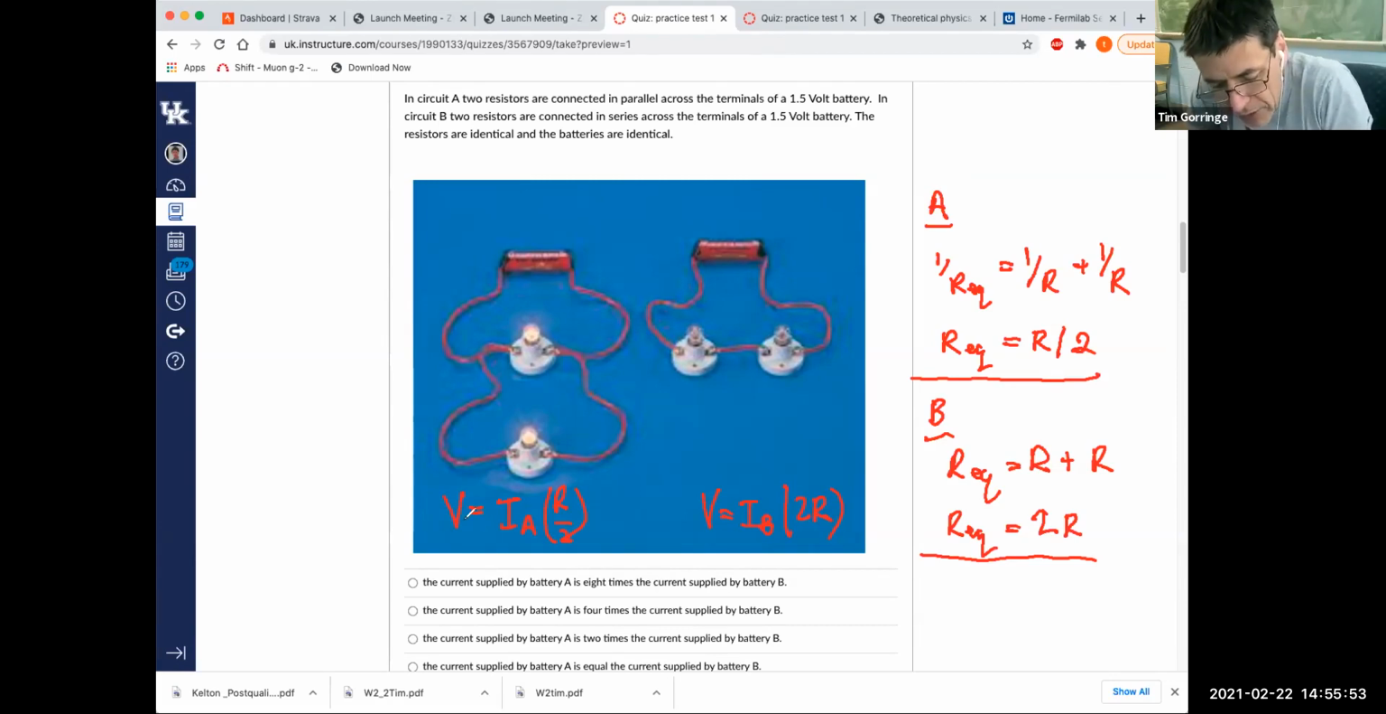Well, look, if the V's are the same, but the R's differ by a factor of 4. So the resistance of circuit A is 4 times smaller, or the resistance of circuit B is 4 times bigger. The current for circuit A must be correspondingly 4 times bigger than the current for circuit B if the resistance of circuit A is 4 times smaller than the resistance of circuit B. So the current supplied by battery A is 4 times the current supplied by battery B.